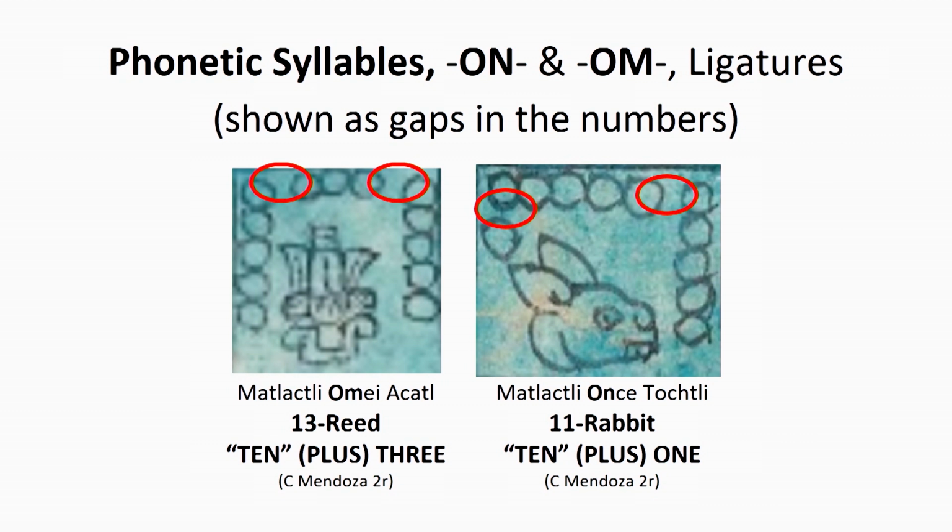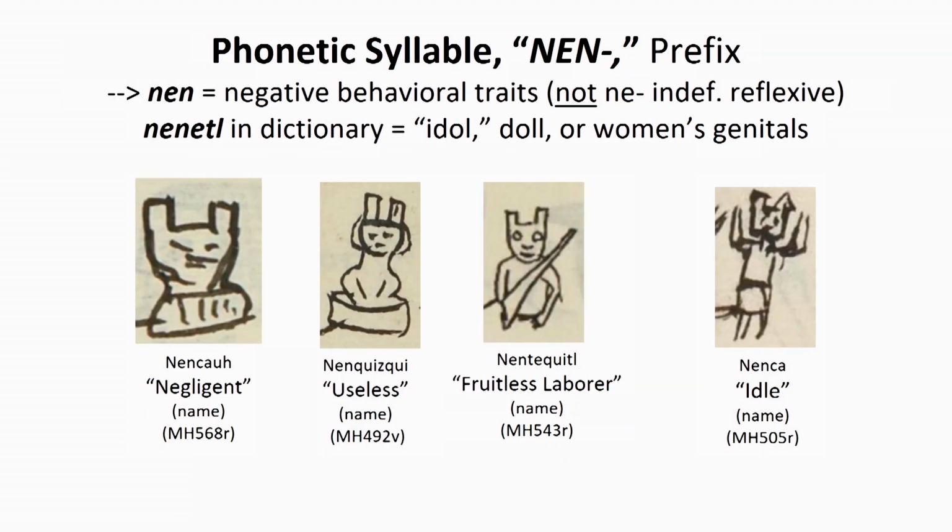Now, again, just like I was saying a minute ago, this is not 100%. You don't find all numbers written with these gaps. But when you do, there's a significance to it. There's an alphabetic explanation as you read the numbers. So another phonetic syllable is nen, which is a reference to negative behavioral traits.